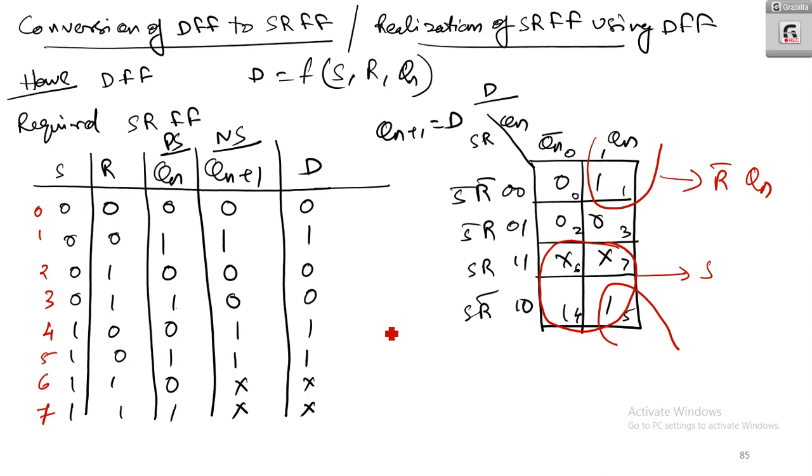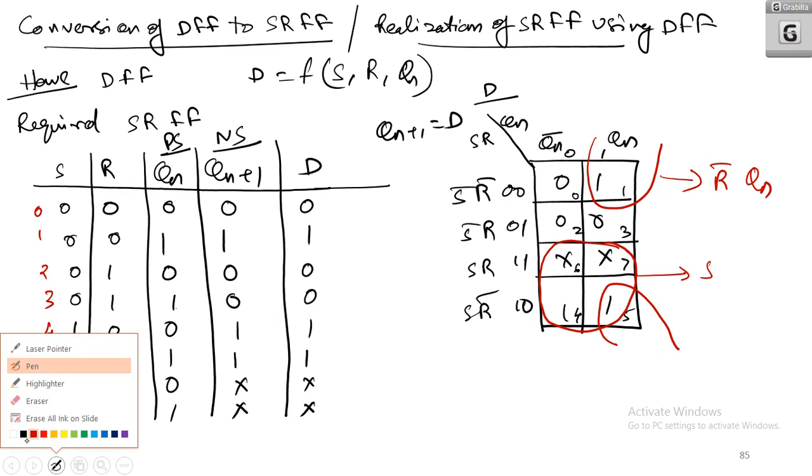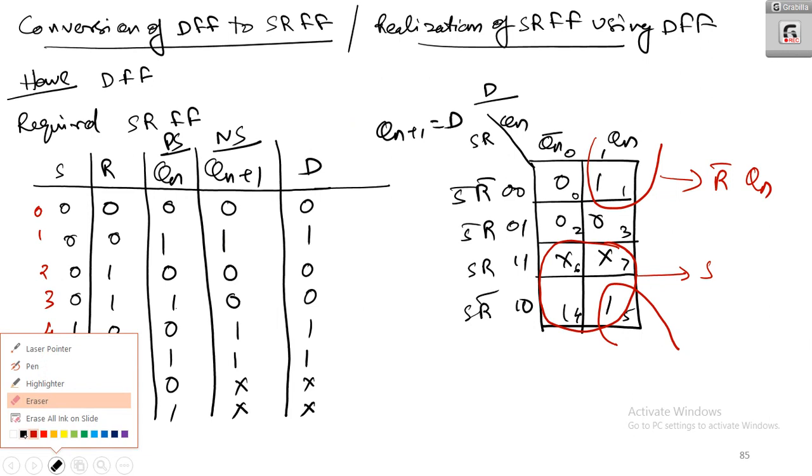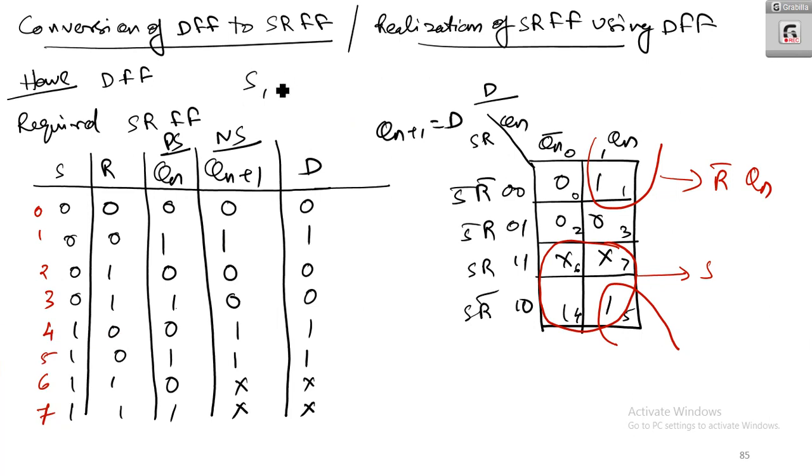Sorry, there is a mistake over there. Here you need to find S and R as a function of D and Qn. That is it. Okay.